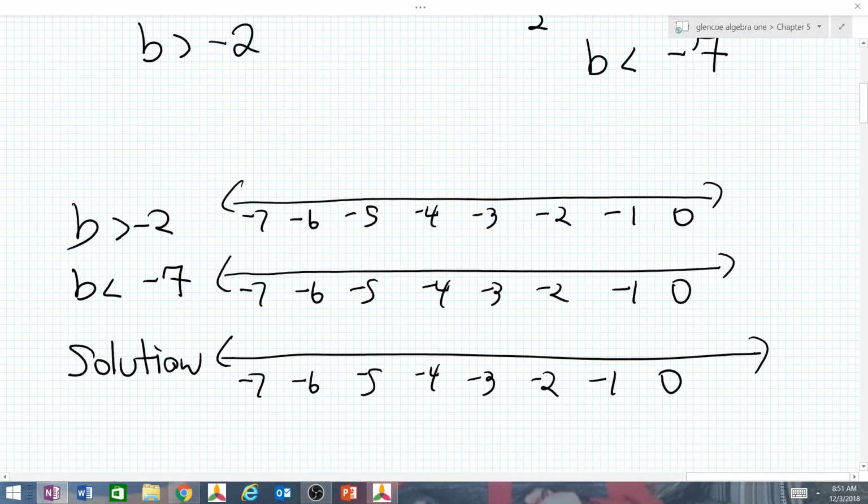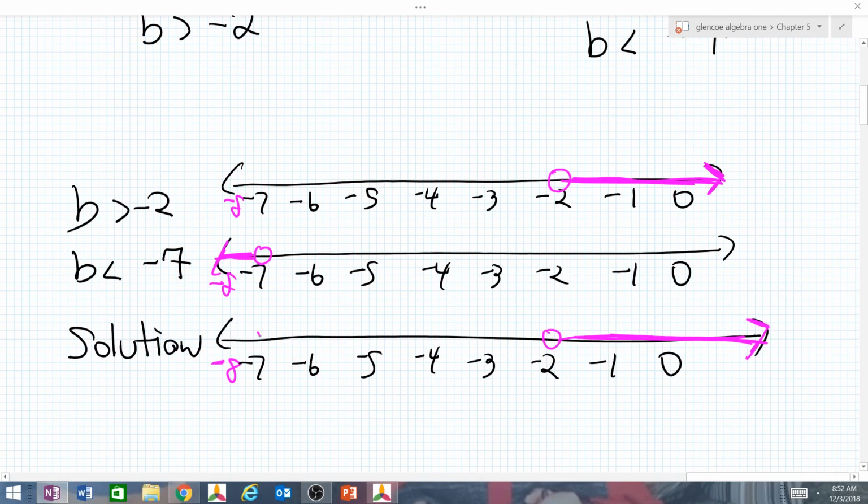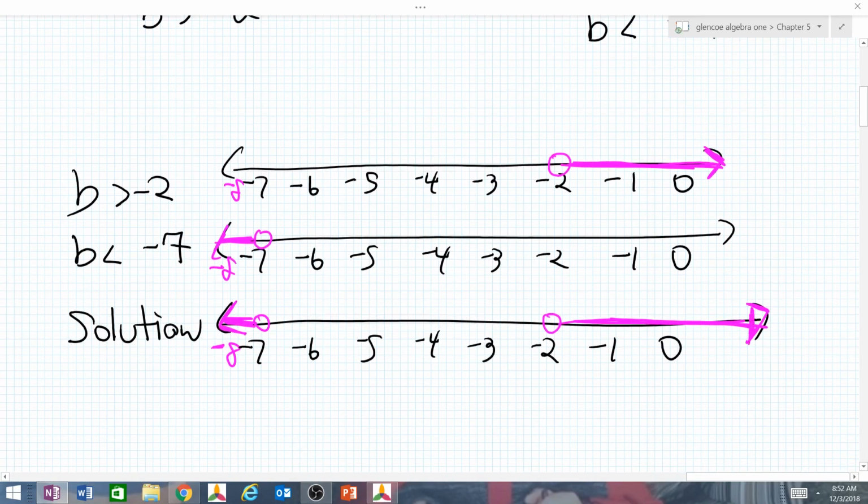Okay, b is greater than negative 2. What kind of a circle at negative 2, guys? Open, to the right. b is less than negative 7. What kind of a circle, guys? Open circle at negative 7 to the left. I should have just stuck a negative 8 in there also, just so we had a little bit more. So now graph 1 and graph 2 get married. So my answer is going to be an open circle at negative 2 to the right, an open circle at negative 7 to the left. That's what the graph looks like.